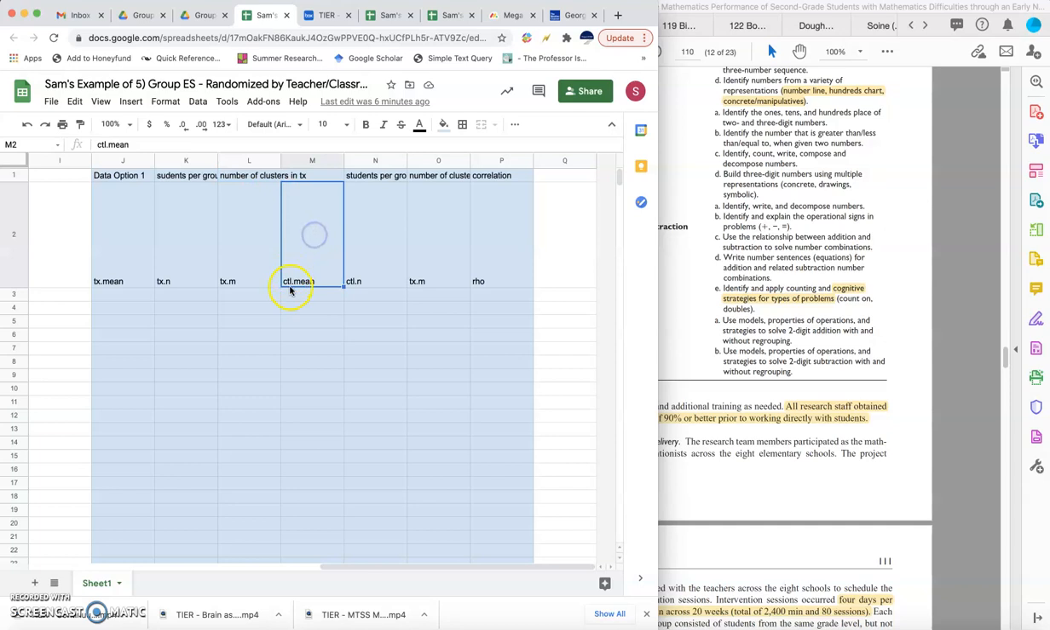This is going to be the control mean. There's only going to be one, the mean or the average. This is the control N, or the number of students per group in the control group. This one I can see I obviously just cut and pasted from the other page, but we have our control M, which is the number of clusters, or the number of classrooms in the control group. And then again, remember, this row is also called the intra-cluster correlation coefficient, or the ICC.